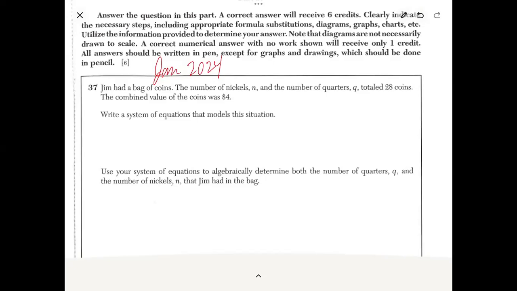So we have nickels, which are coins, and quarters, which are coins. So the units for this are coins, and I know that these two variables go together. That means I'm going to have N coins plus Q coins equals 28 coins. That's how I know those go together.